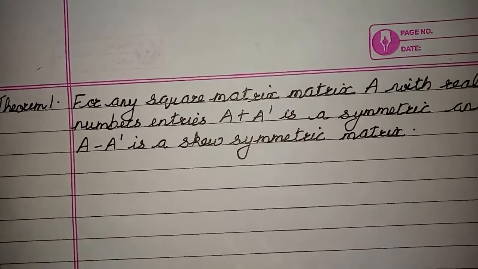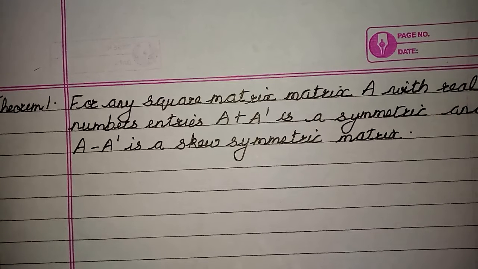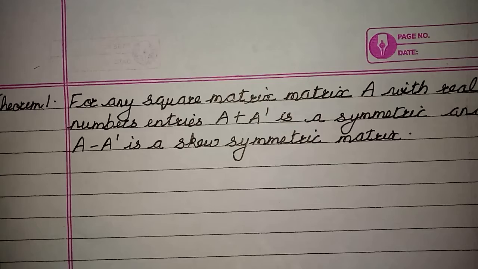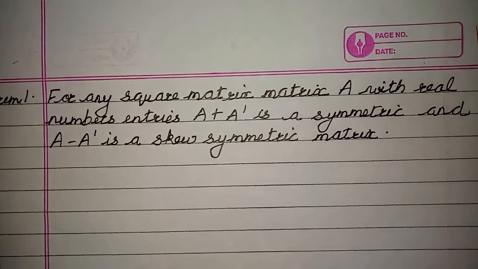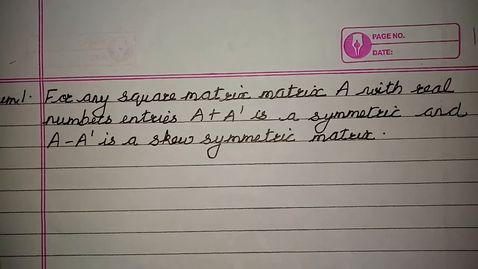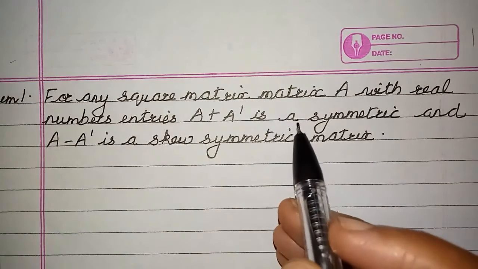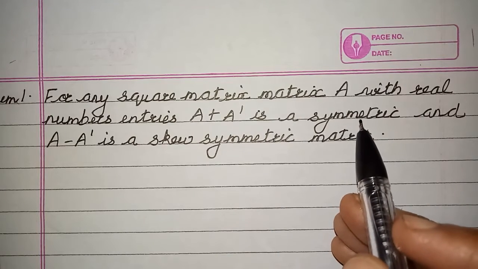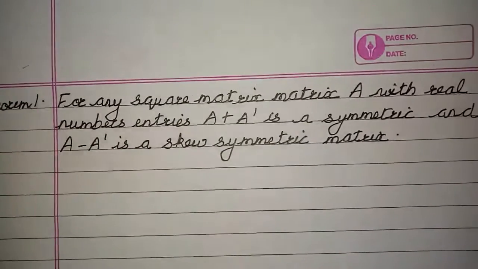Good morning, children. Today we are going to study two important theorems based on symmetric and skew symmetric matrix. Okay, so I've written this theorem. Just read this. For any square matrix A with real number entries, A plus A dash is a symmetric matrix and A minus A dash is a skew symmetric matrix.